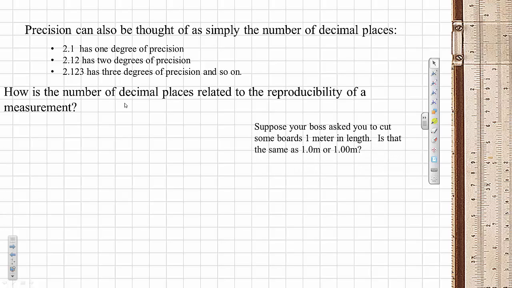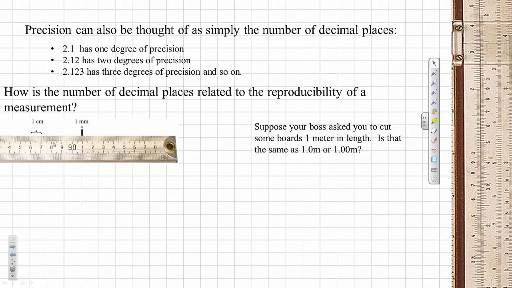So say you're working in a factory or a lumber yard or something, and your boss says, all right, I want you to cut some boards, and I want them all 1 meter in length, and get it done before lunch. Okay. Now notice he said 1 meter. He didn't say 1.0 or 1.00 meters. Does that matter? Is that the same thing? Well, let's say you've got this meter stick.